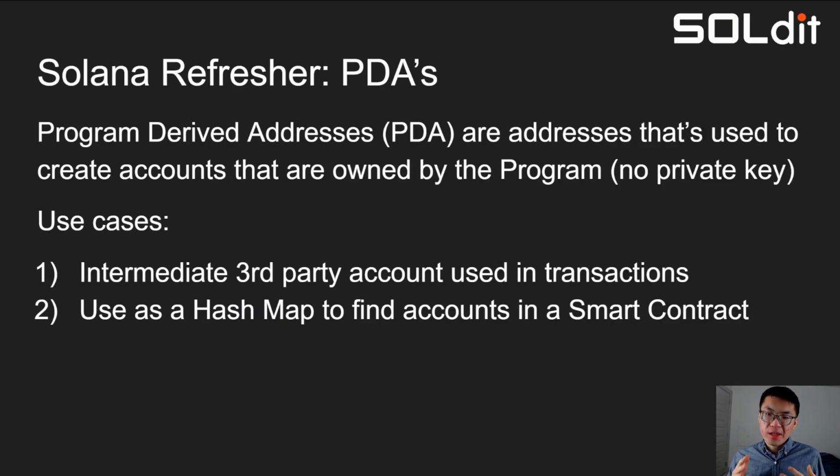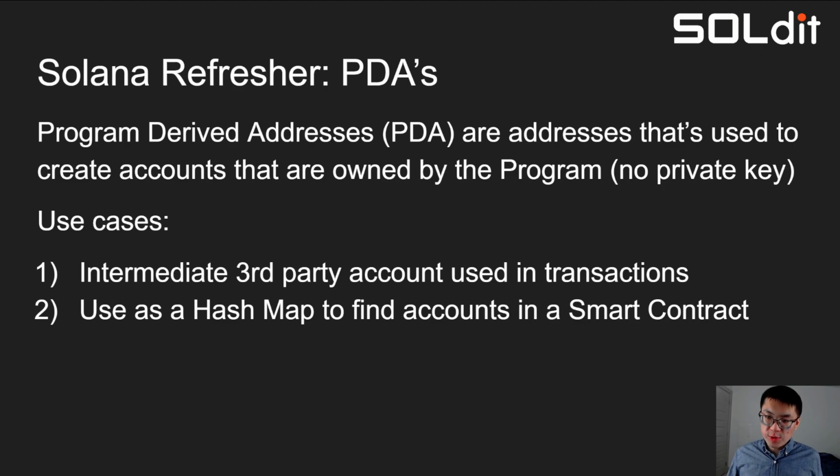And another concept you need to understand is what a PDA is. A PDA is a program-derived address. Specifically, they're addresses that are used to create accounts that are owned by your program. Specifically, there's no private key involved. It's just a public address. So some of the use cases for it, the first one is that it's an intermediate third-party account used in transactions. Kind of like if you're buying real estate, you need to have a third-party escrow, and that's what a PDA can be used for.